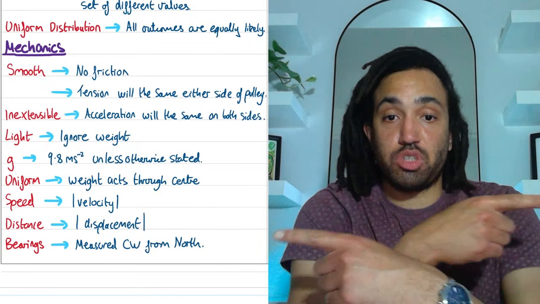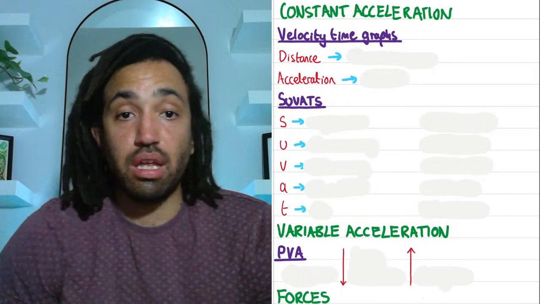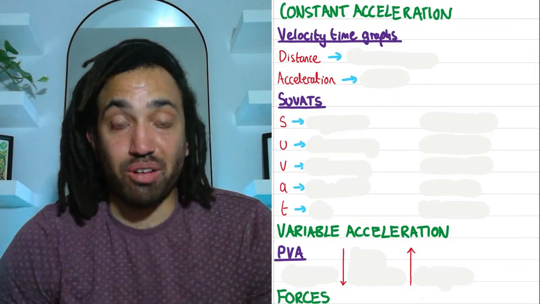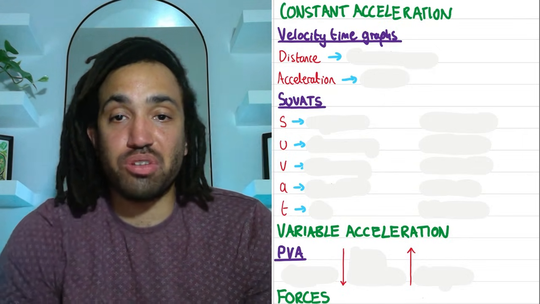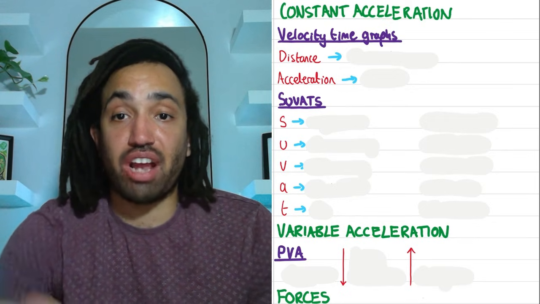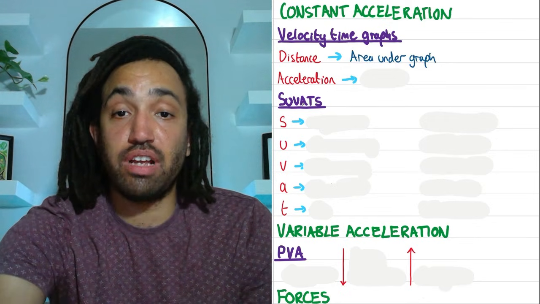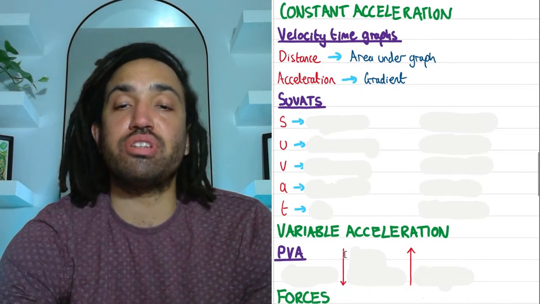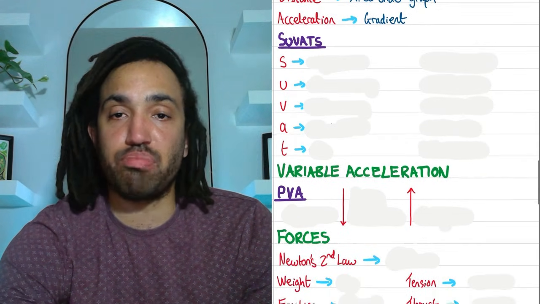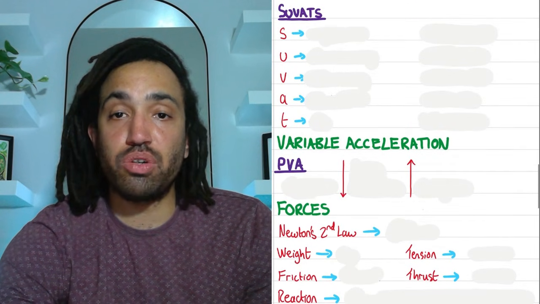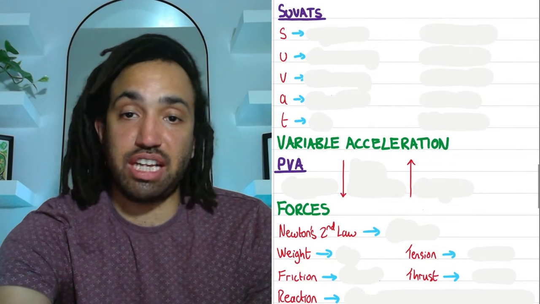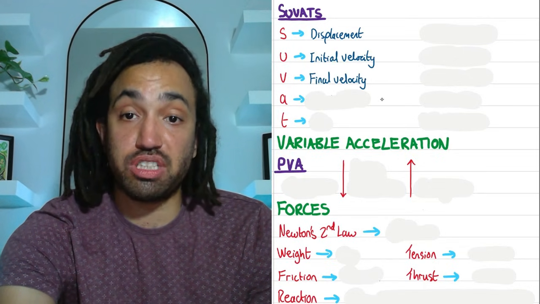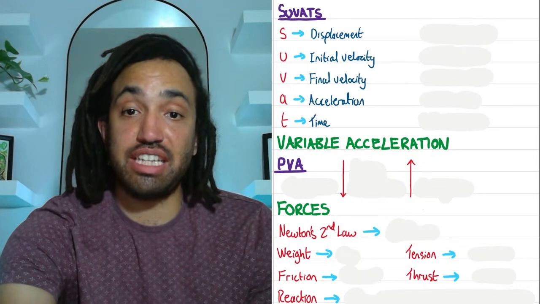Okay, switch it up. Constant acceleration, velocity time graphs. I'm sure you know this already, but distance is the area under the curve or graph, and acceleration is the gradient. SUVATs, I absolutely love a good SUVAT. They're brilliant. You're not told what the letters stand for. S is displacement, U is initial velocity, V is final velocity, A is acceleration, and T is time.